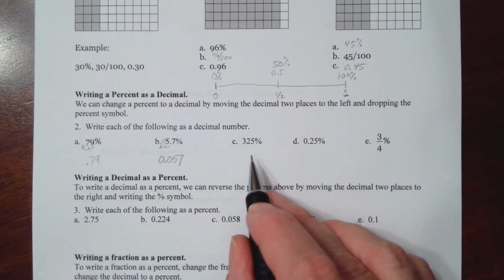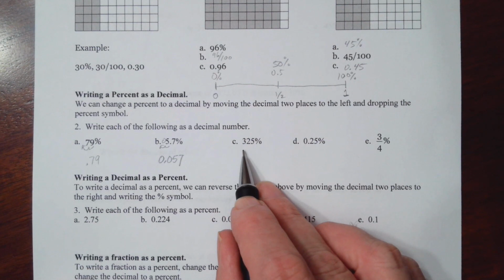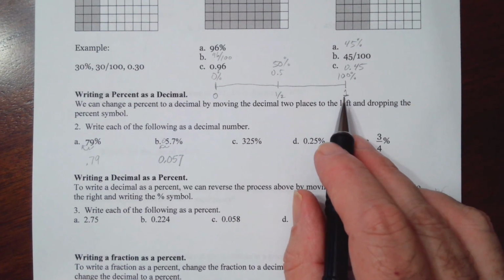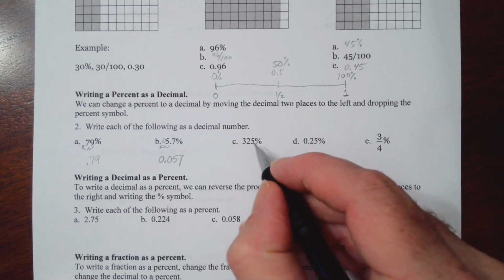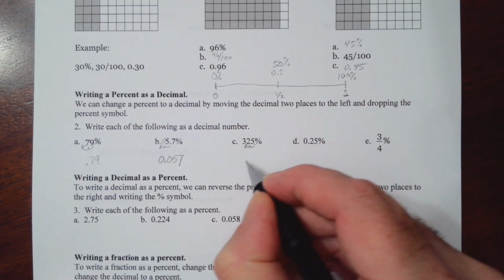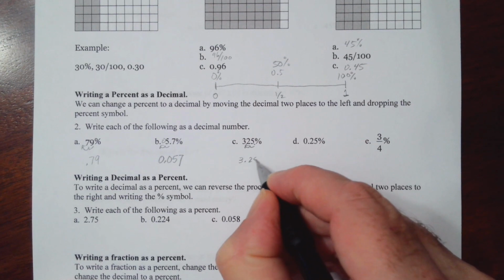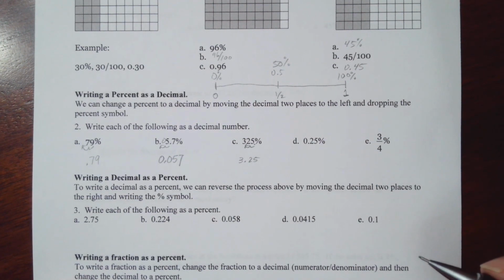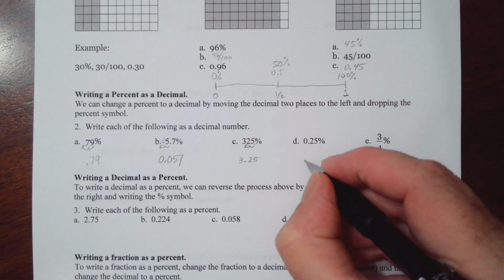So if you look at the number, well, 325%, you can see that's going to be bigger than the number 1. So the decimal's here, so when you go 2 to the left, you get 3.25, and so you do see that this number is greater than 1. So again, this picture is good to keep in mind when you're doing these kinds of problems or conversions.